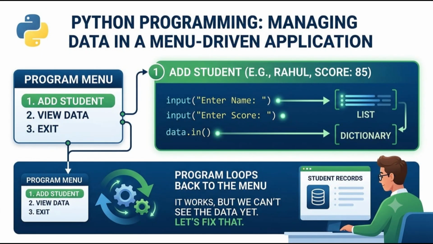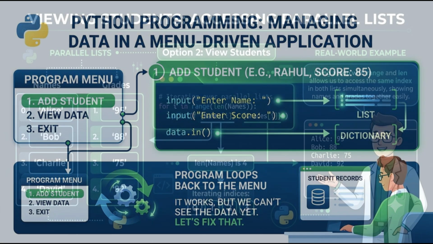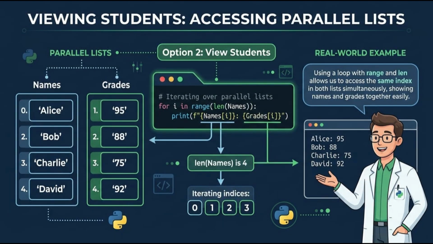Let's run this. We add a student, say Rahul, with a score of 85. The program loops back to the menu. It works, but we can't see the data yet. Let's fix that. Option 2 is view students.